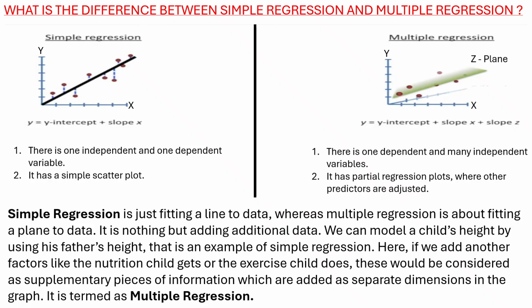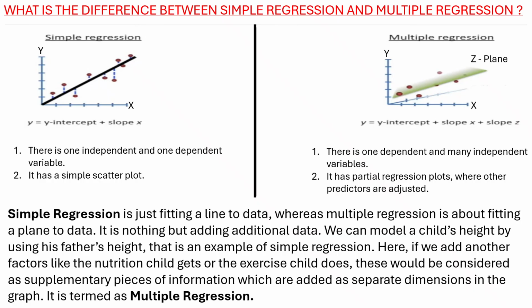However, if we go to the nuances of this situation, the father's height is one of the important factors to determine the height which the child will gain after she or he becomes an adult. However, that is not the only factor. There are many other factors as well. So if we add other factors like the nutrition which the child gets or the exercise which that child does, these would be considered supplementary pieces of information which are added as separate dimensions in the graph.